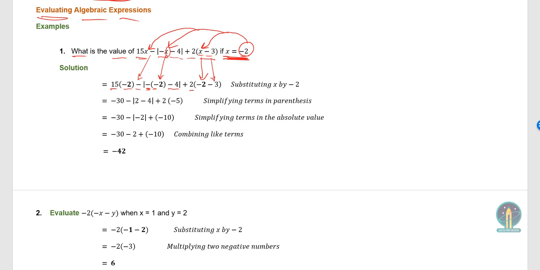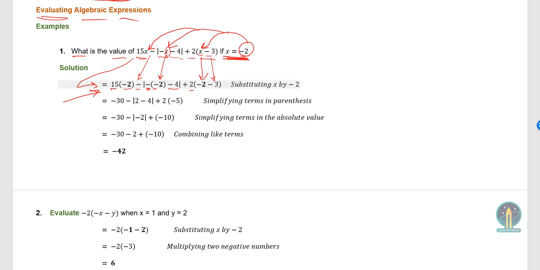So all I did in going from here to here is just wherever I saw x, I substituted negative 2. Now that I'm here, I can start to simplify. So let's start with the parentheses, right? Again, order of operations. So let's start with the parentheses.